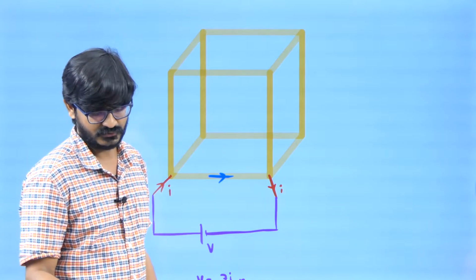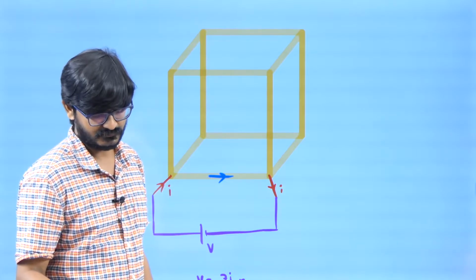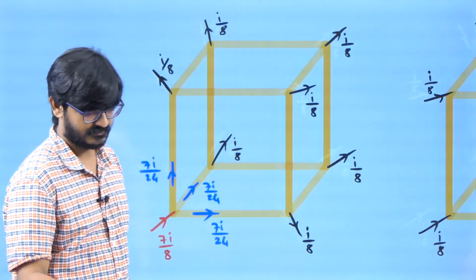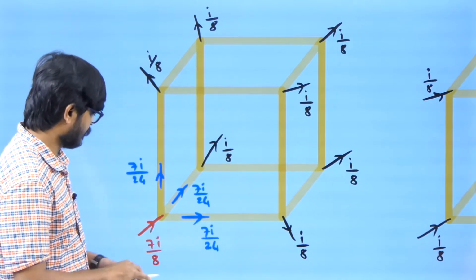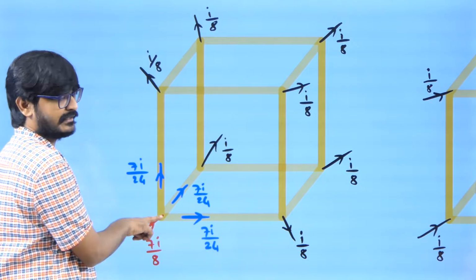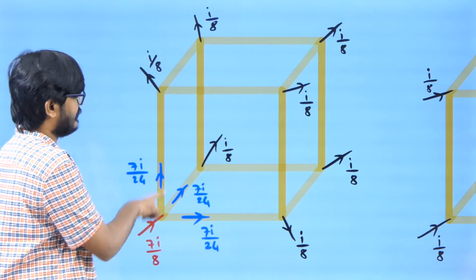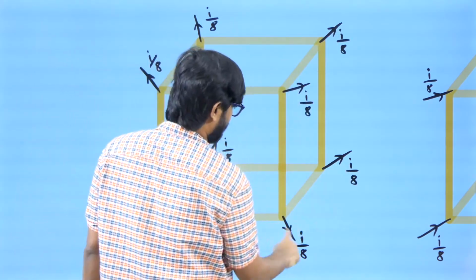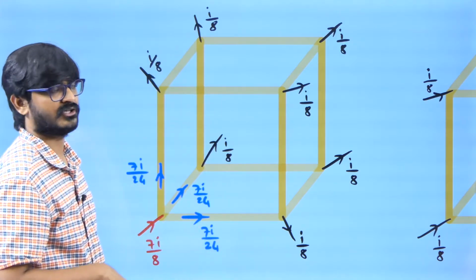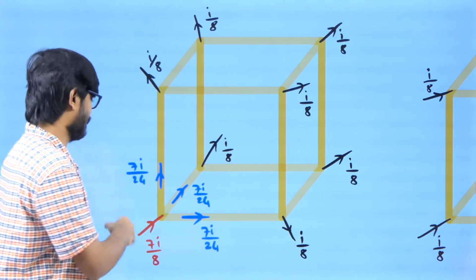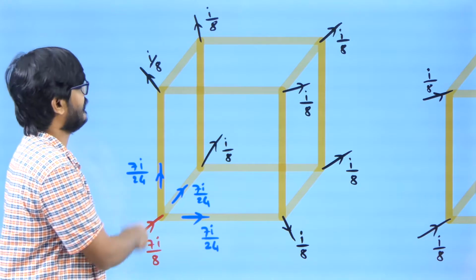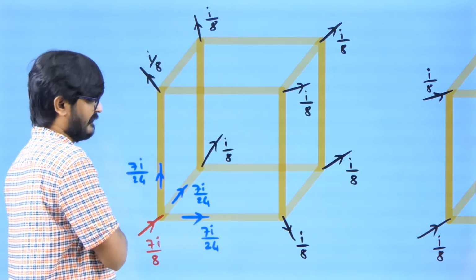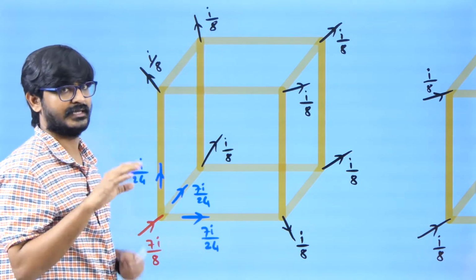So what I am going to do here is take these two figures. First of all, let me see. I am going to give 7I by 8 current here, and I will be taking I by 8 from each of the remaining 7 corners. Totally there are 8 corners, so I am giving 7I by 8 and taking I by 8 from the others. So whatever is incoming is equal to outgoing, that I am managing.